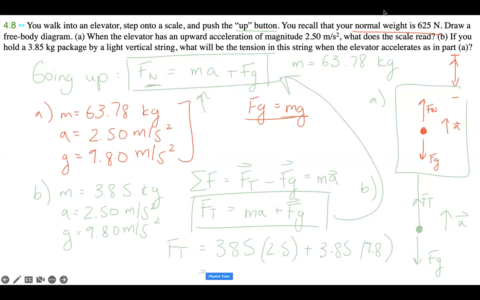Okay. And when I plug in all those numbers into my calculator, what I'm getting is 47.4 newtons. That is our tension in the string. Okay, perfect. So that brings us to the end of the question. What will be the tension in the string when the elevator accelerates, as in part A? It's going to be 47.4 newtons. That's going to be the tension in the string.